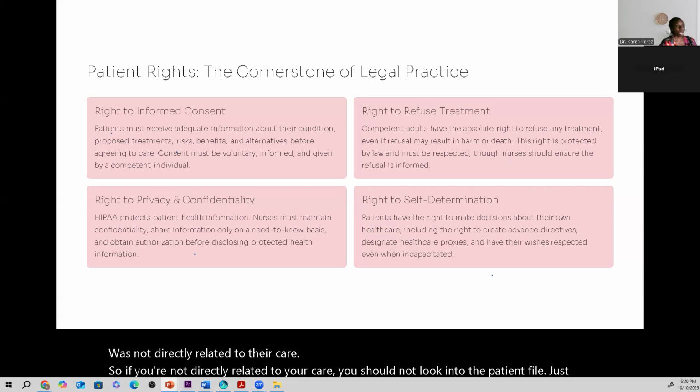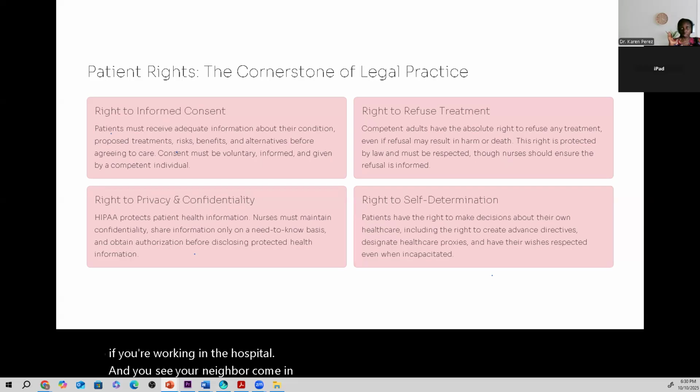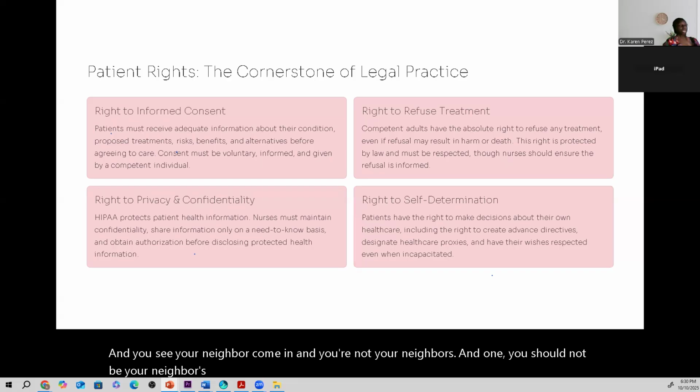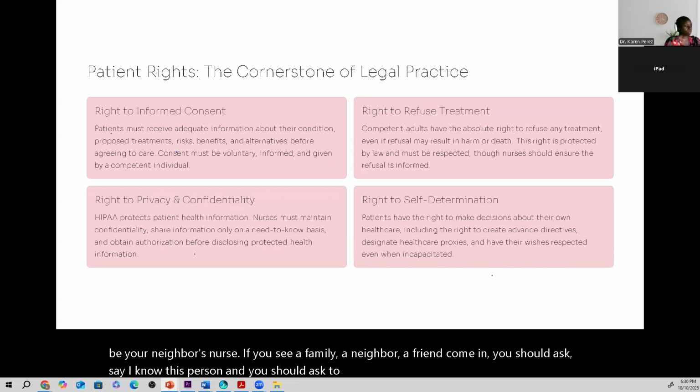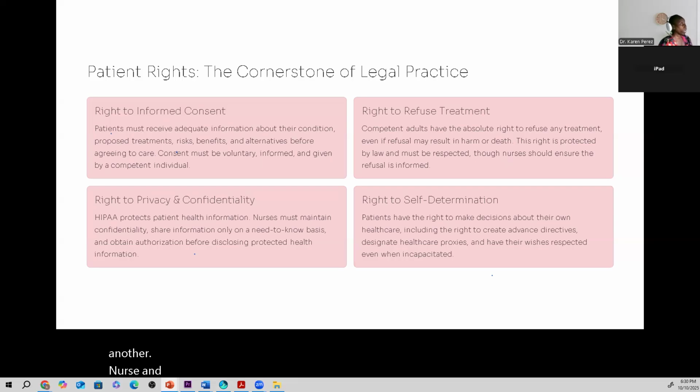Just like if you're working in the hospital and you see your neighbor come in, you should not be your neighbor's nurse. If you see a family member, a neighbor, or a friend come in, you should say, I know this person, and ask to be reassigned or have that person go to another nurse. And even though it's your friend, you should not access their information.